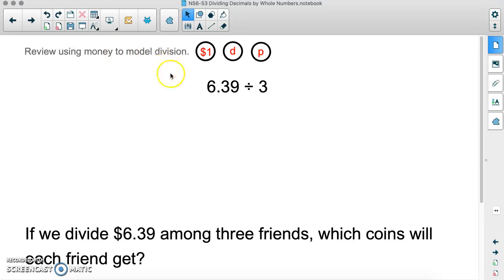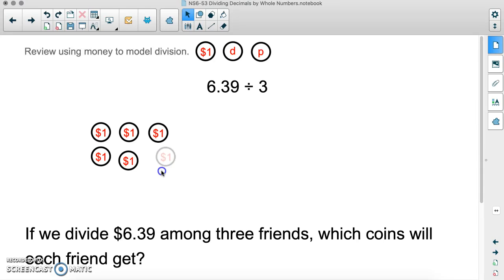So let's review using money to model this. If we have 6.39 and we want to divide by 3, how do we show this using money? Well, if we have 6 ones, we need $6. So 2, 3, 4, 5, $6. I have 3 in the tens place, so I need 3 dimes for 30 cents.